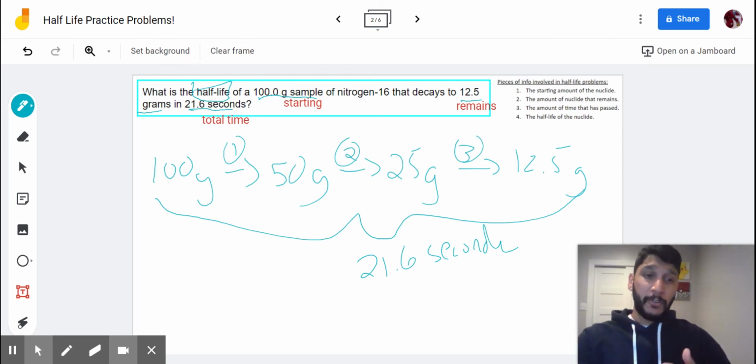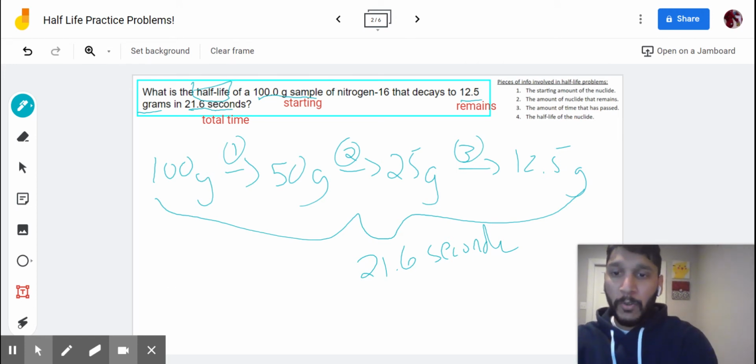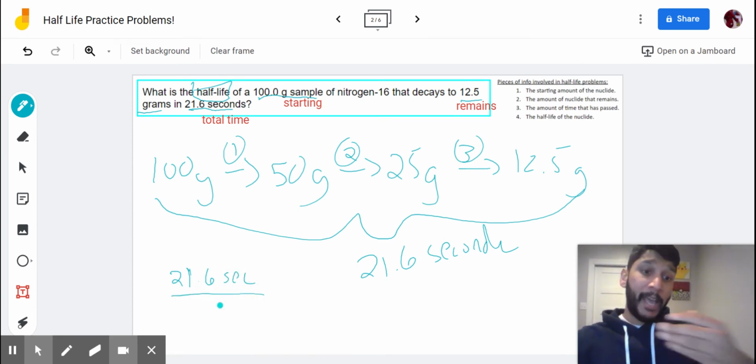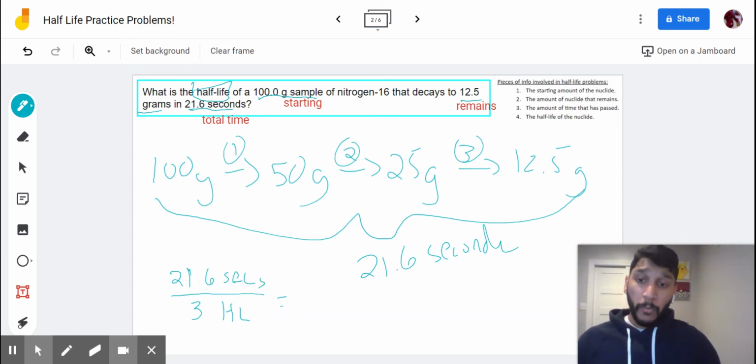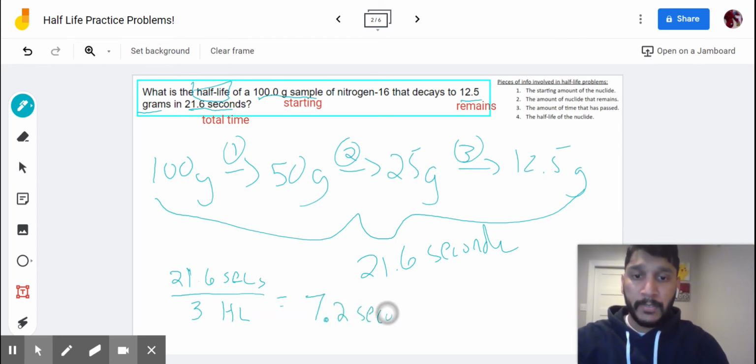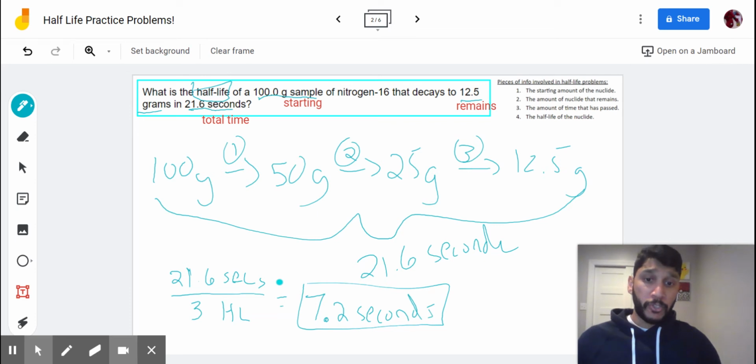So to find how long each half-life is, we're just going to take 21.6 seconds, our total time, divided by how many half-lives passed, 3 of them, and we'll label this HL, just for half-lives, and not seconds. So we take 21.6 divided by 3, and we get 7.2 seconds. So my half-life for nitrogen-16 is 7.2 seconds.